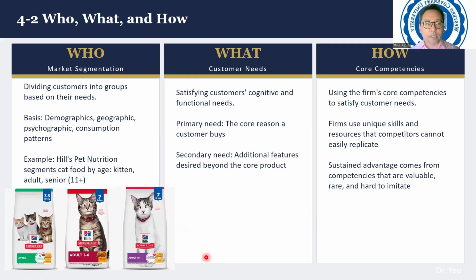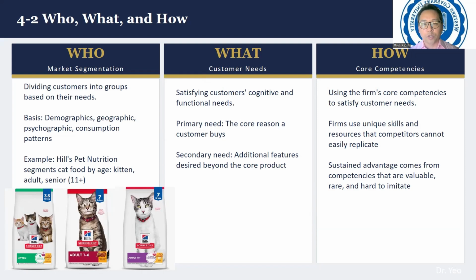What needs to be satisfied? Customer needs. Customers have both primary and secondary needs. A primary need is the core reason you buy something. If you buy a car, your primary need is transportation. The secondary needs are probably extras.